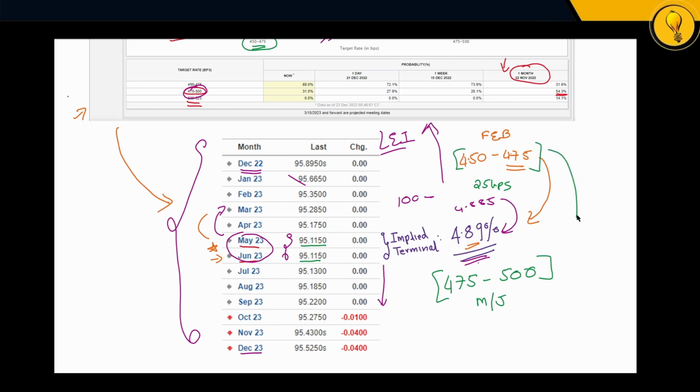So again, from Feb to June, only 25 basis points, which means that according to the market, the Fed will be slowing down and topping out by June, and from then onwards, they are going to be expecting lower target rates, right?